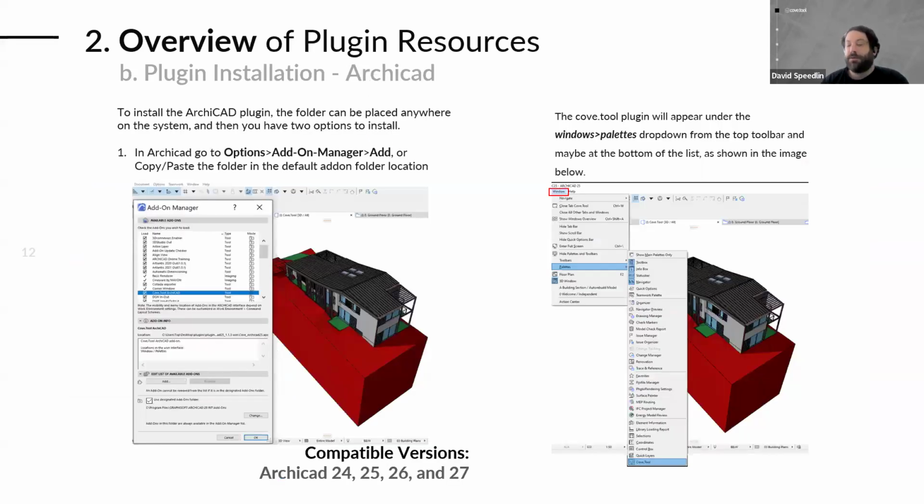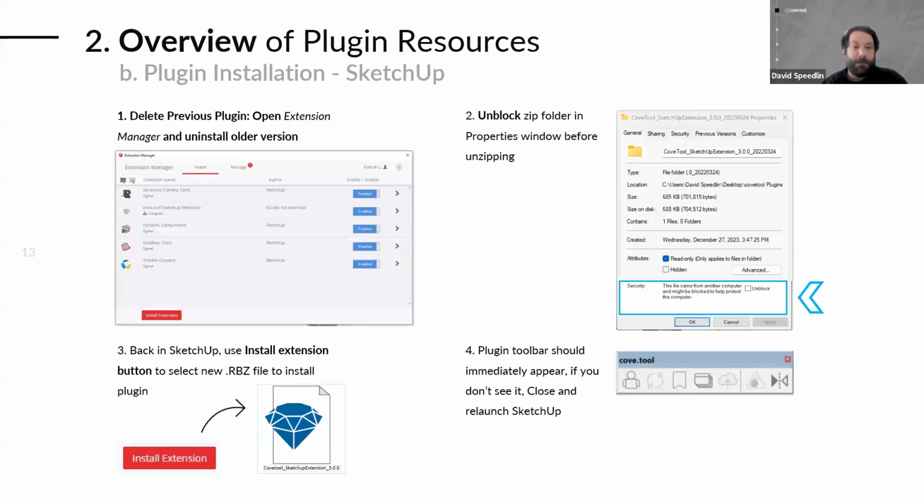For ArchiCAD, there's a couple of options to installing. One of them is by placing it in the ArchiCAD add-on folder, or going straight through ArchiCAD after you've opened up your project and going through the add-on manager and adding it there. You will be able to find the Cove tool window at the bottom of the palettes list. We actually are getting ready to release a plugin for ArchiCAD 27, so be on the lookout for that.